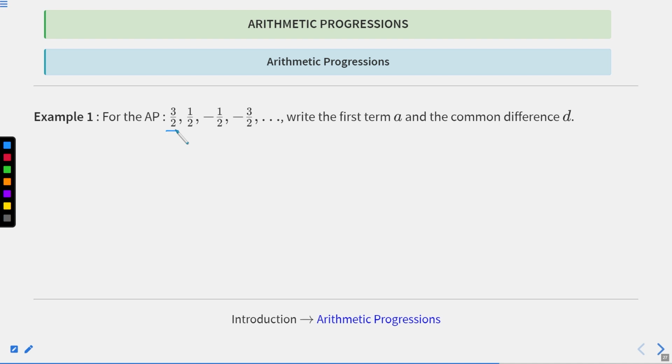Now how to find the common difference D? First of all, this list of numbers is an AP. Keep in mind that this is given as an AP. For an AP, the difference of two consecutive terms is equal, and that is actually the common difference. So here the common difference D is equal to 1 by 2 minus 3 by 2, that is equal to minus 2 upon 2, that is equal to minus 1.